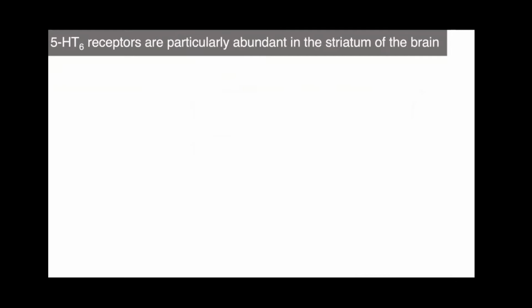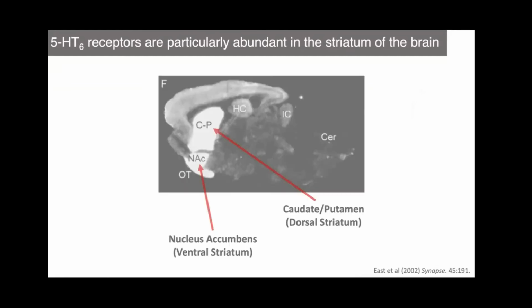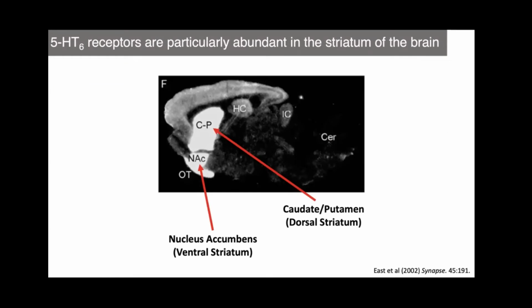In addition to the extrasynaptic ciliary localization of these receptors, what's also particularly intriguing is that they're most abundant in the striatum. This image shows radio-labeled 5-HT6 receptors in the rat brain, and you can see that they're highly expressed in both the ventral and dorsal striatum, and this is true in humans as well.